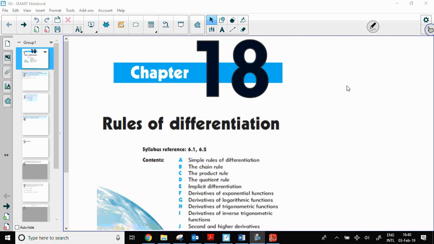Okay, finishing up chapter 18. Finally, we're down here in section J, which is about second and higher derivatives. So second derivatives, third derivatives, nth derivatives, and so on. Basically, the idea is we're going to take the derivative of the derivative and then see what we can do with that. This is going to have a lot of applications in the next two chapters.